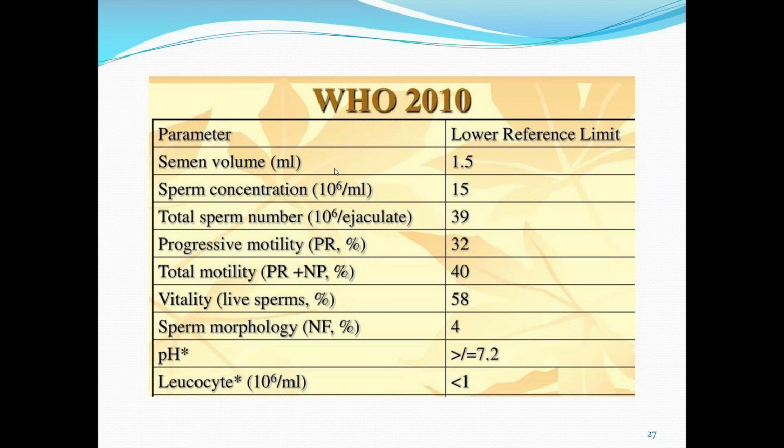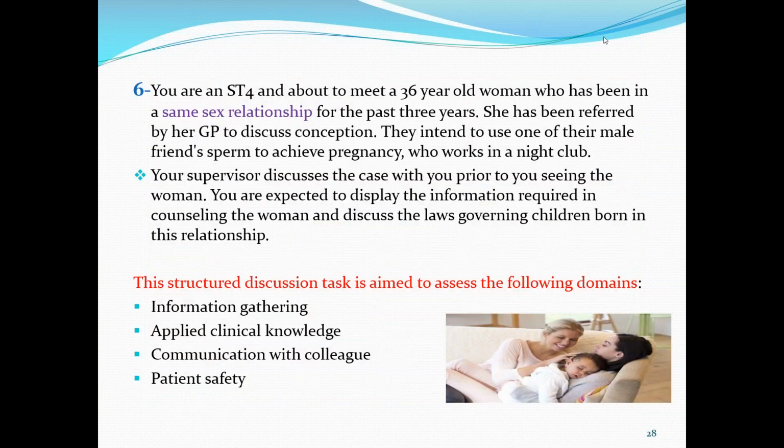So, this is your talk. You are a ST5 and about to meet a 36-year-old woman who has been in a same-sex relationship for the past 3 years. She has been referred by her GP to discuss conception. They intend to use one of their male friends' sperm, who works in a nightclub, to achieve pregnancy. Your supervisor discusses the case with you prior to you seeing the woman. You are expected to display the information required in counseling the woman and discuss the laws governing children born in this relationship.